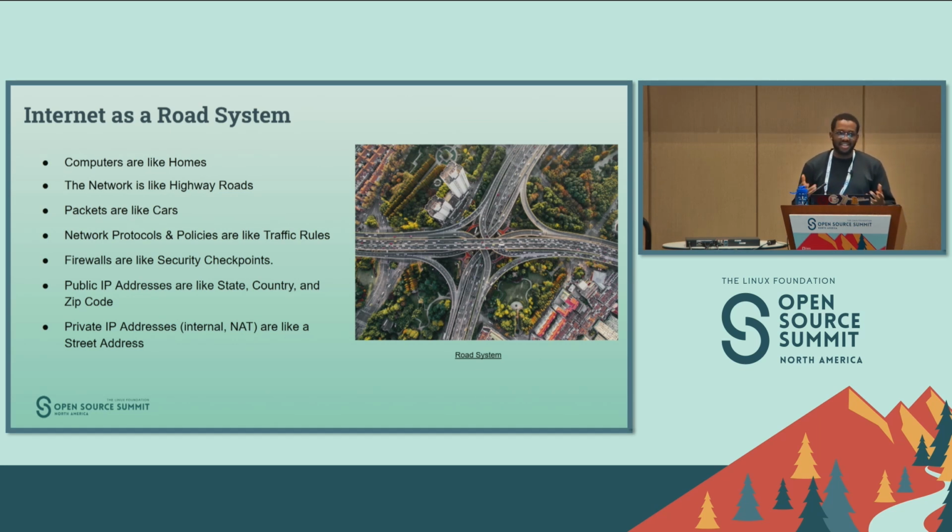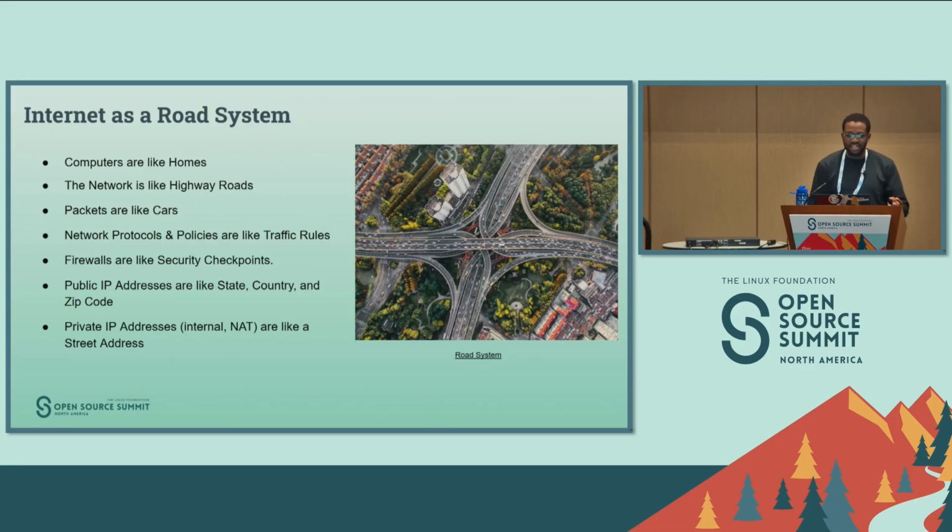And then in every road system, there are traffic rules and regulations, and that is equivalent to network protocols and policies that everyone has agreed on. To communicate, we use TCP, or IP protocols, we use FTP for file transfer. Those are what network protocols are. Then firewalls are like security checkpoints. If you're moving between states or between countries, there are usually security checkpoints. So that's what firewalls are, to ensure the intended data is coming in and out of the network.